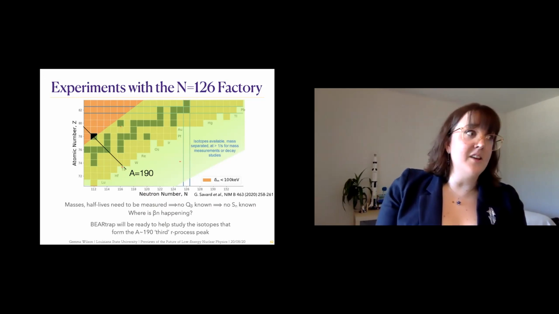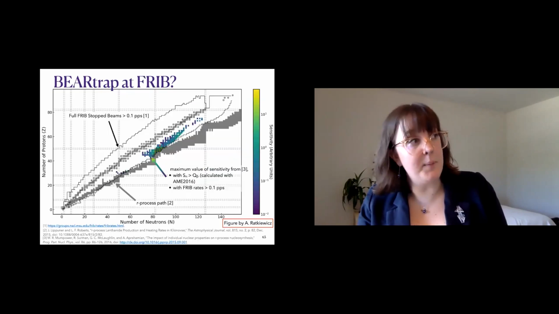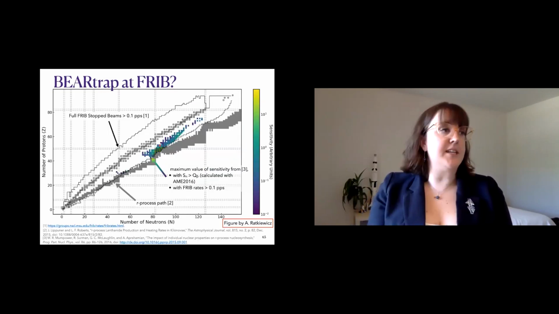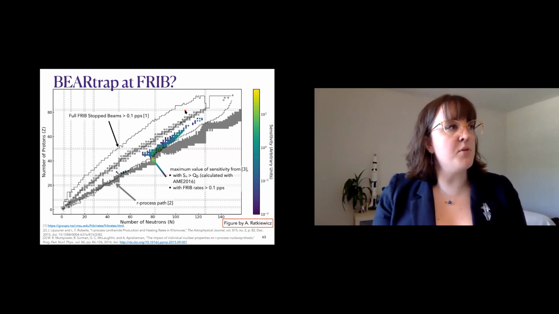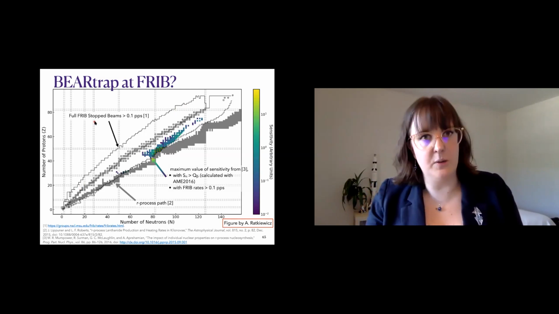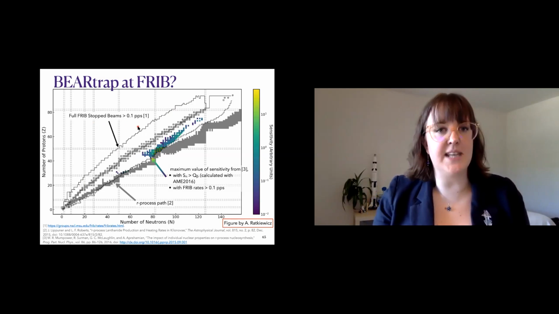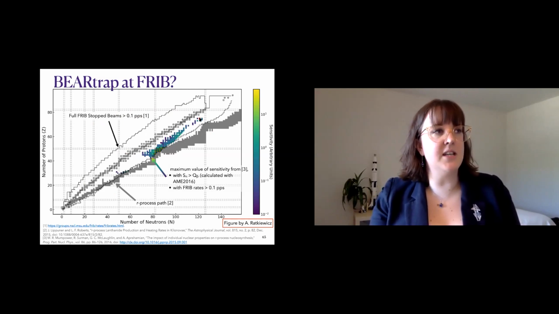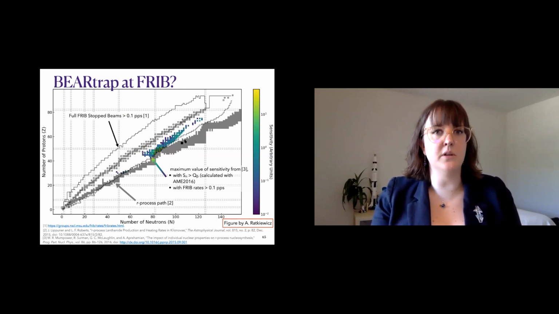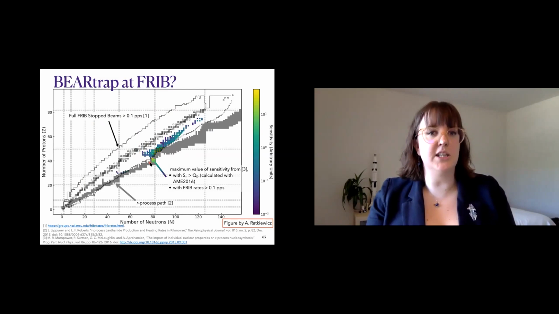Potentially, while we're waiting for the masses and the half-lives to be measured, we could move BearTrap to FRIB. So this is similar to the previous figures. The black envelope represents the full FRIB stopped beam intensities, anything that's greater than 0.1 particles per second. And again, I've overlaid the R process path and the isotopes of maximum sensitivity from the Mumpower and Surman study. So again, here, there are a lot of isotopes that we can study.